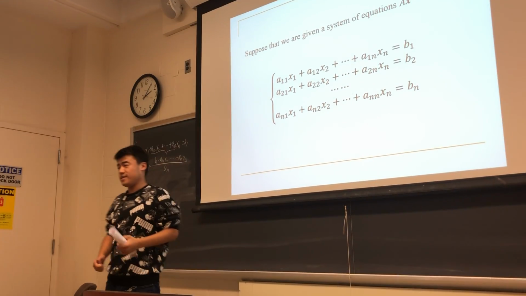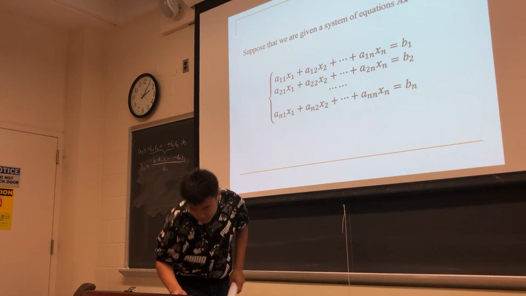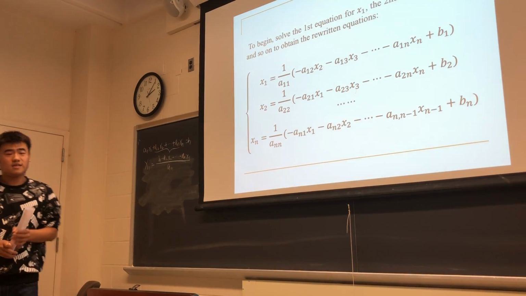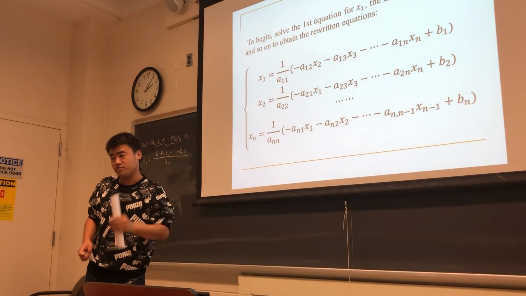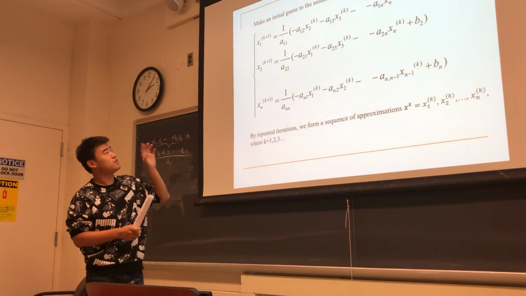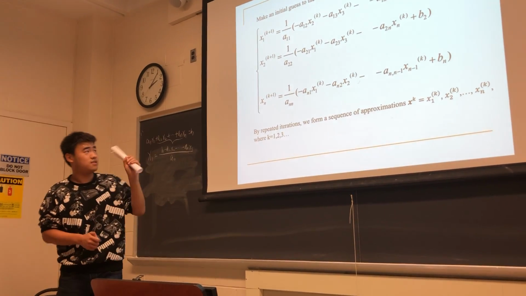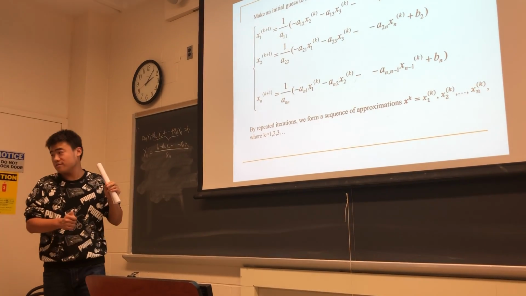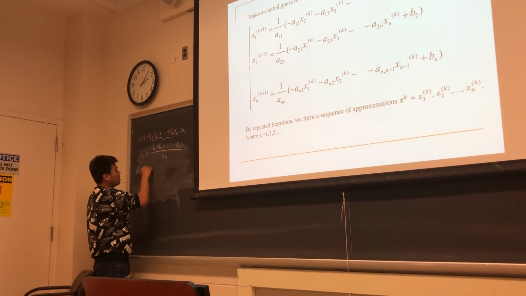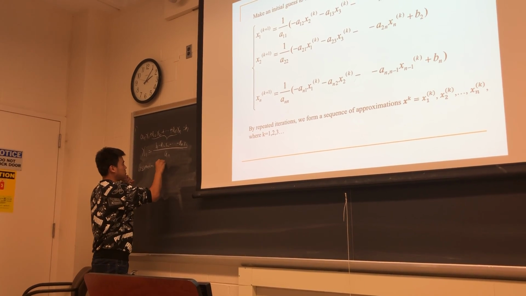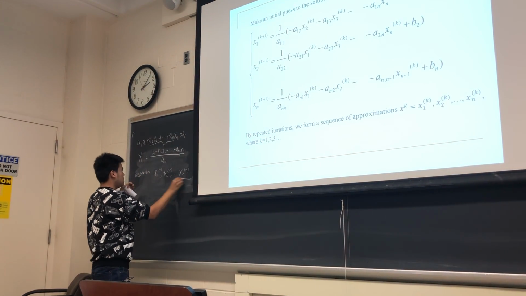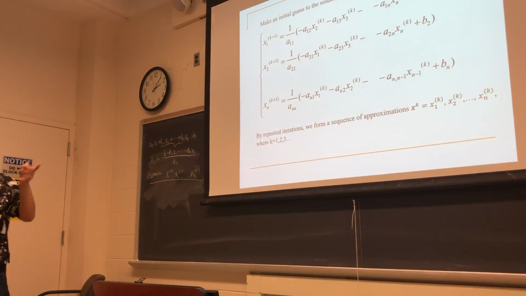So I repeat this operation, and I can get an equation like this one. I call these equations the rewriting equations. All of these equations are obtained from this operation, right? And then I have an initial guess for the solution of the system. I call it assumption 0, which is x1(0), x2(0), up to xn(0). This is one assumption of the solution of this system.